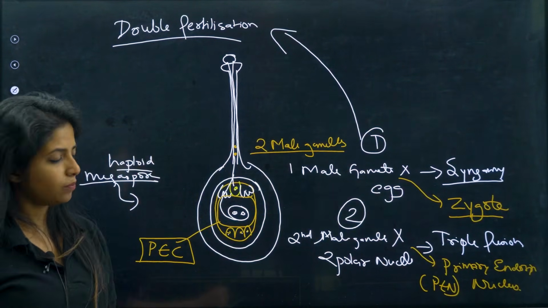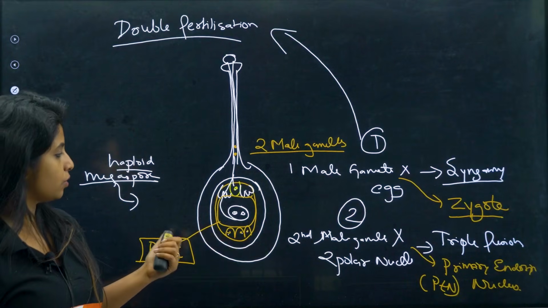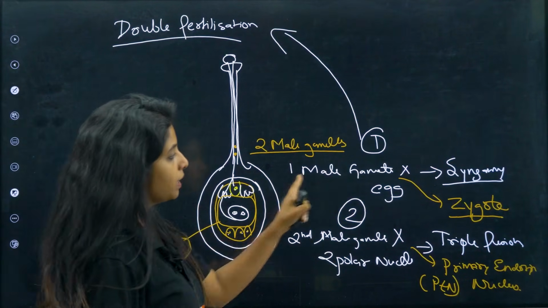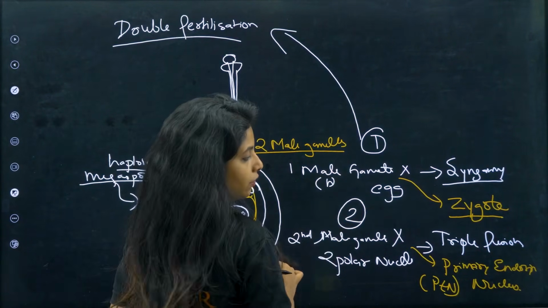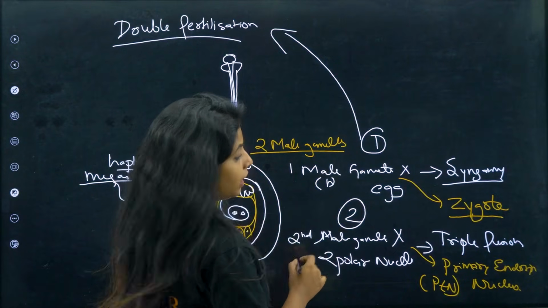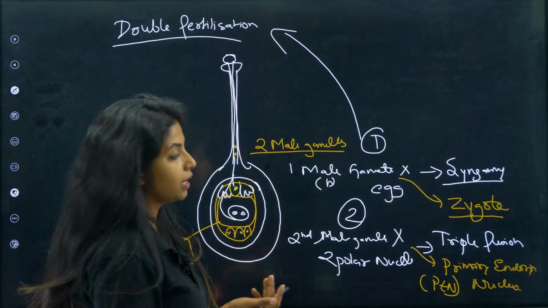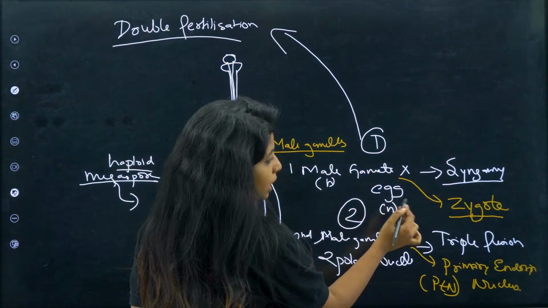Now always remember this primary endosperm nucleus, wait, before that. The male gamete was having haploid content of DNA, right? It was coming from pollen grains, right? And the egg also has haploid. What about zygote?